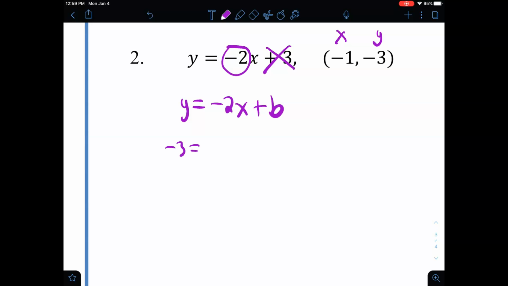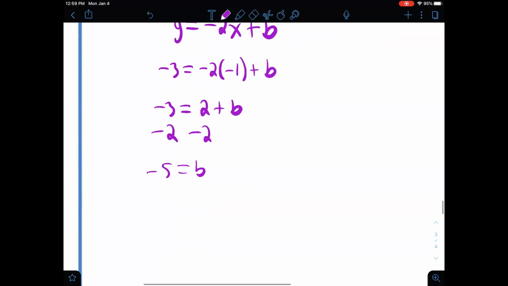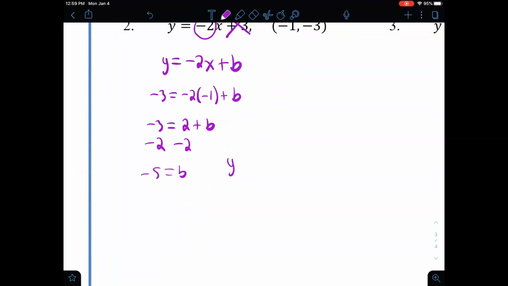So we're going to have negative 3 equals negative 2 times negative 1 plus b. Negative 3 equals negative 2 times negative 1, which is 2, plus b. Subtract 2. Negative 5 equals b. So our equation is going to be y equals negative 2x minus 5.